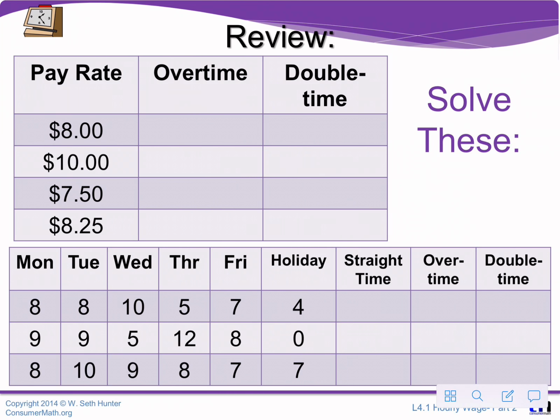So we're going to go ahead and complete the following. You're going to find out the overtime rate for $8 an hour, $10 an hour, $7.50, and $8.25. Then find the double time pay, and then based on the hours, you're going to find out how much money they made for each one of those.